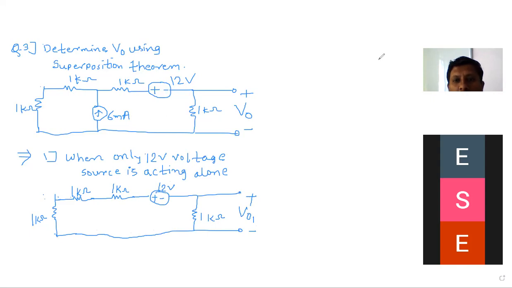How to find out V01? By which method you have to find out? You can find out this current. This current you can give the name as I1. Take I01 or I1. So if I1 will be the current flowing through 1K, as this is the complete series circuit, the same current will flow through this I1. So I1 will flow in this direction. Right? So this will be the I1.